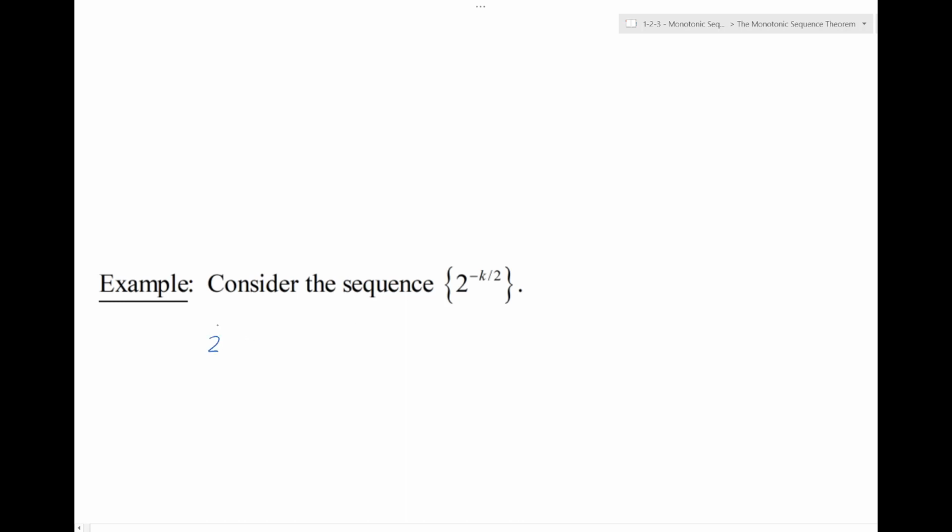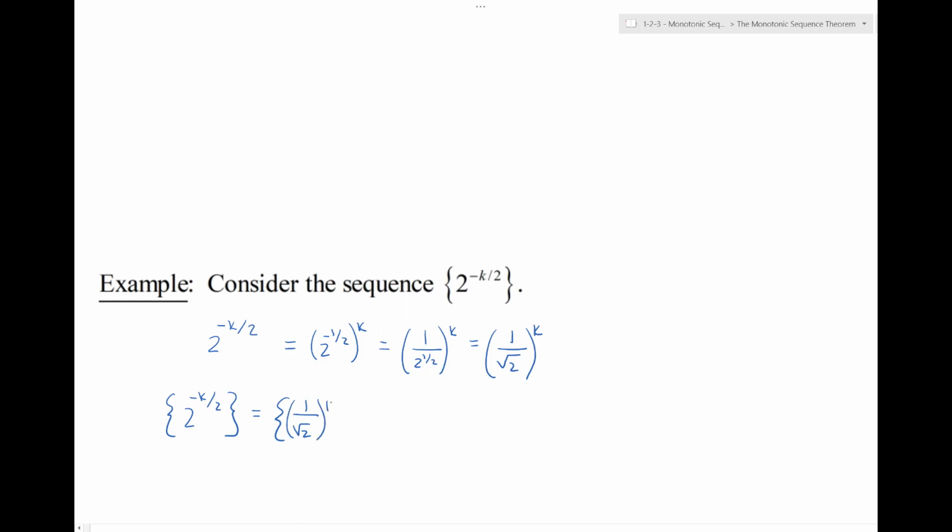So that negative k over 2 is the exponent on the base 2 there. Notice that 2 to the negative k over 2 is really just the same thing as 2 to the negative one half, quantity to the k power. And that, of course, is just the same as 1 over 2 to the one half power, to the k, using properties of exponents, which is the same as 1 over root 2, quantity to the k. So if we're going to write out our sequence here, 2 to the negative k over 2, then that's really just the same as the sequence 1 over root 2, quantity to the k power.